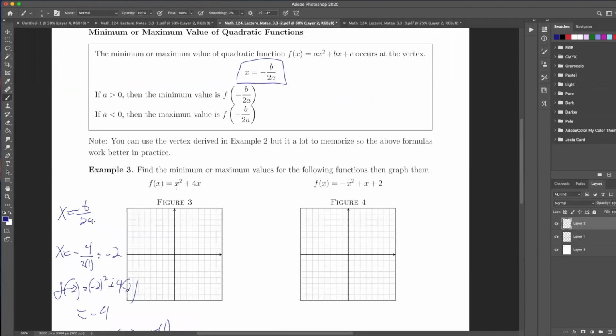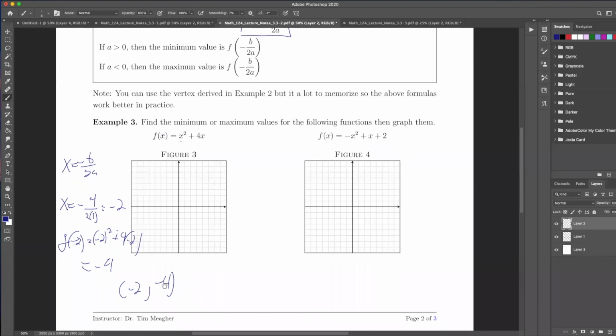Here my a is 1, my b is 4. Plug it in, I get negative 2. Then whatever your x value is, just plug that into your function. So find f of negative 2, you get out your y value, and therefore you have your vertex. Once you know the vertex, I can just go over 2, and then I go down 1, 2, 3, 4, right here. And then I go over and up a, and over and up a again, and that roughly gives me my graph.